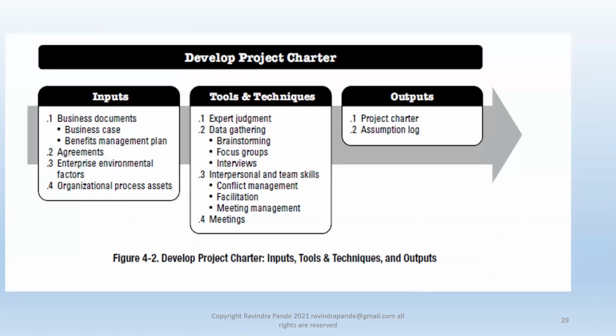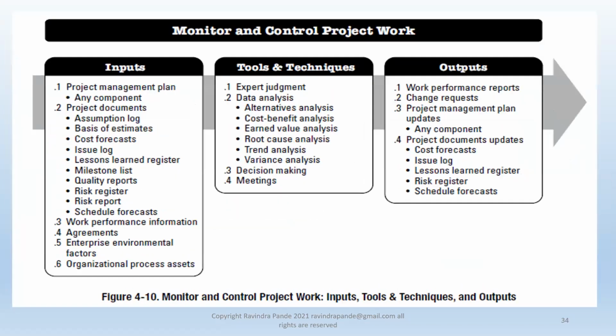Okay, let's try to understand 4.5 monitor and control project work. The inputs to monitor and control project work are the project management plan, all the components. The project documents, again similar, where we talk about assumption logs, any and all assumptions we have considered, which have to be included in our risk register as well. Basis of estimate, this is a new thing. Now here, we are trying to understand how much time is needed for a task and how to monitor and control it.